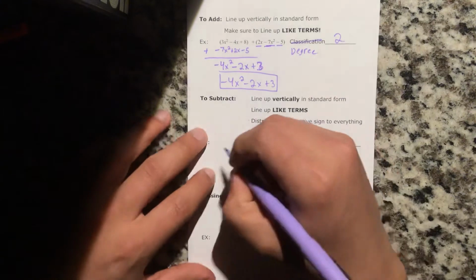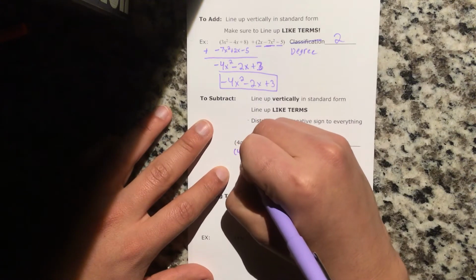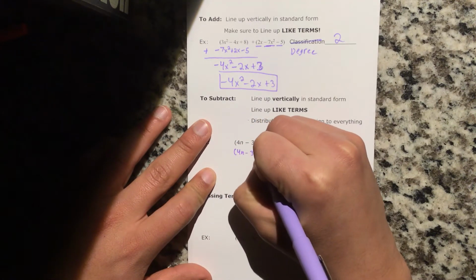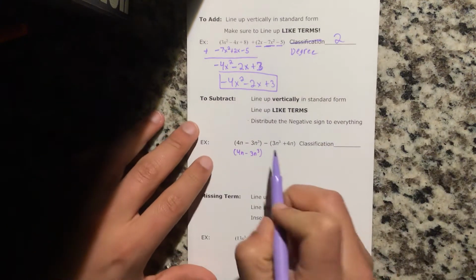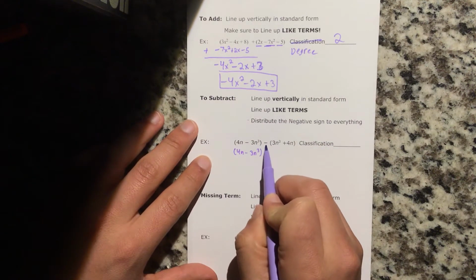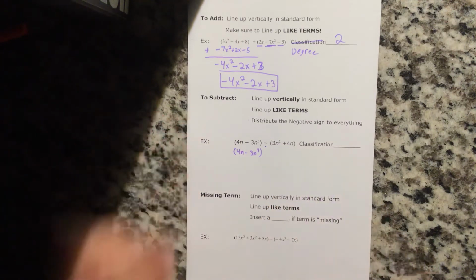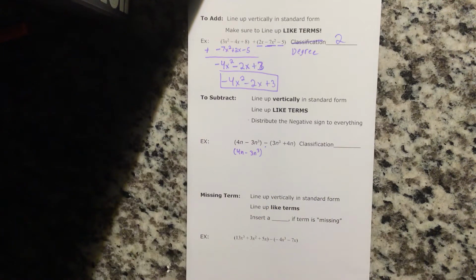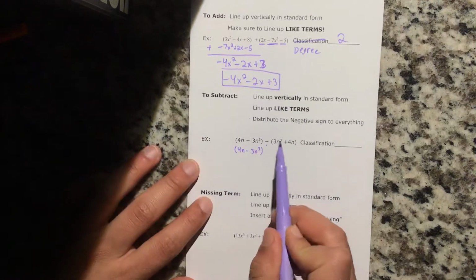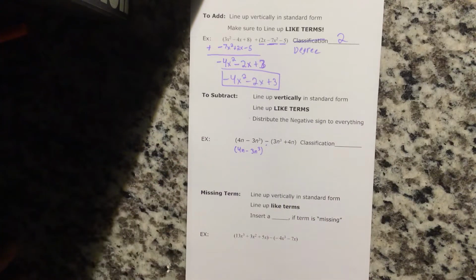So watch this. I'm just going to rewrite 4n minus 3n cubed, right? And now, if you look, I have a minus sign. So I have minus 3n cubed plus 4n, okay? What distributing the negative sign really means is I'm going to change the sign of everything inside the second polynomial, and I want to just make it like an addition problem.